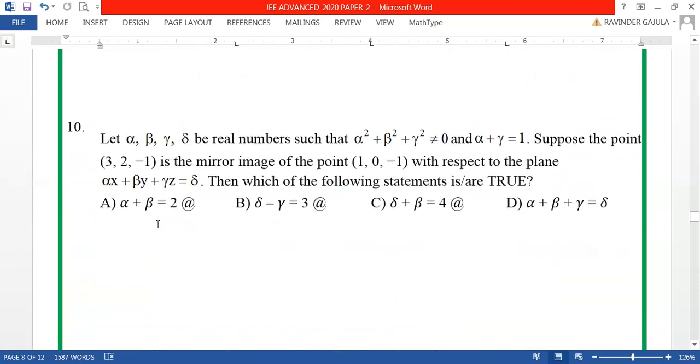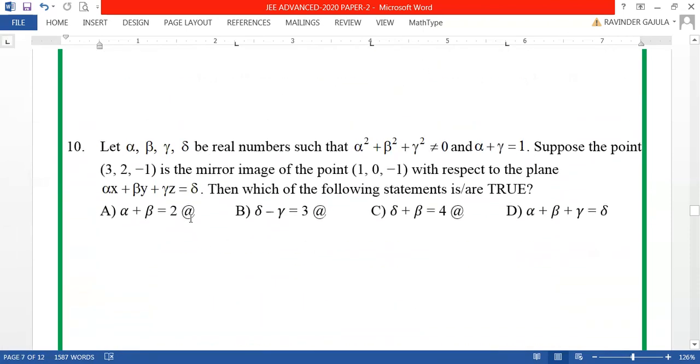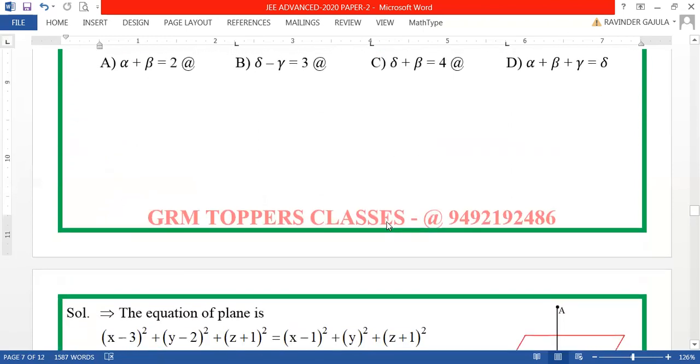Now you can see alpha plus beta equal to 2, and delta minus gamma equal to 3 because gamma is 0 and delta is 3, that is also true. And delta plus beta equal to 4 because 3 plus 1. And alpha plus beta plus gamma is 1 plus 1 plus 0, which is 2 only, but delta is 3. So this is not correct. These three options A, B, C are correct, my dear friends. It is one simple question, so even everybody can do this question.